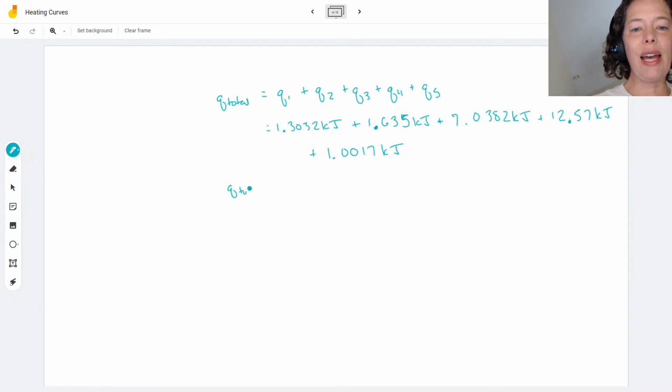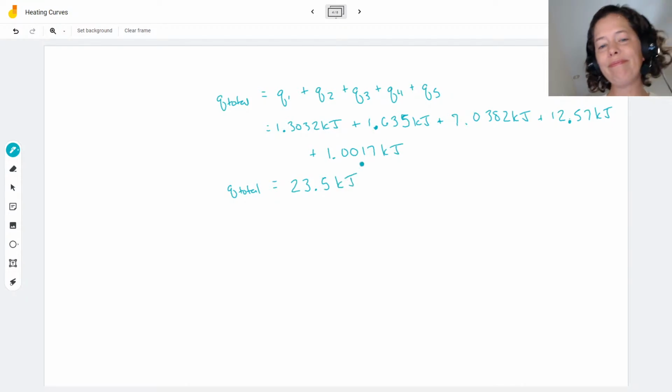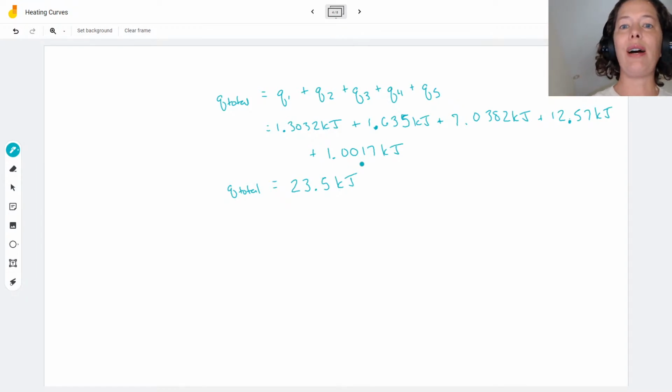Again, I'm just going to add these all together. And I get 23.5 kilojoules. And that is how much heat it takes to take a 15 gram sample of ethanol and go from negative 150 all the way to 80 degrees Celsius. Okay, any questions? No questions. I know that's a long problem, but it's all right. We're going to practice this one more time, but with a different compound.